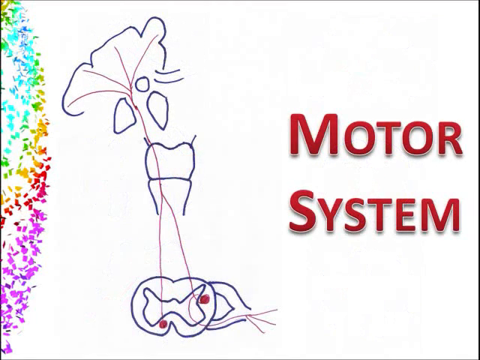Other descending tracts of the spinal cord include the rubrospinal, tectospinal, vestibulospinal, reticulospinal and olivospinal tracts. They are collectively called the extrapyramidal tracts.